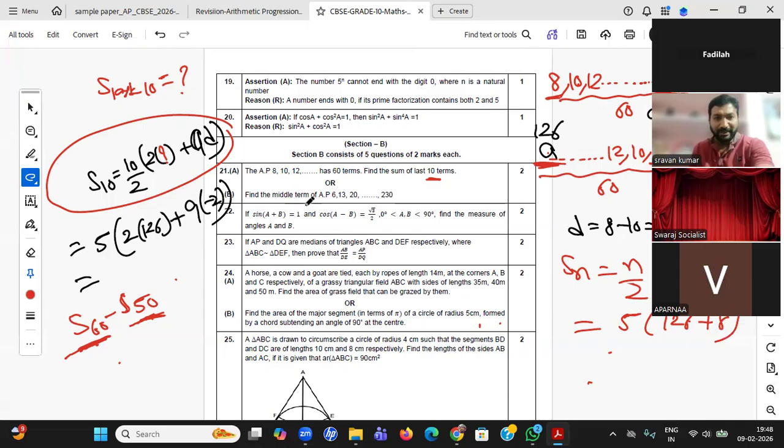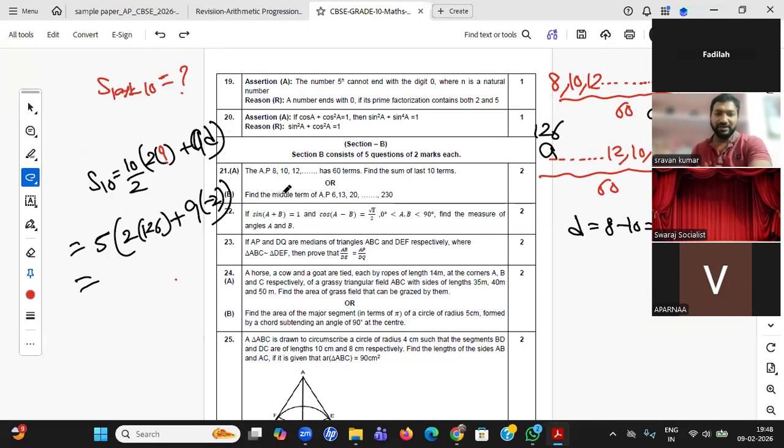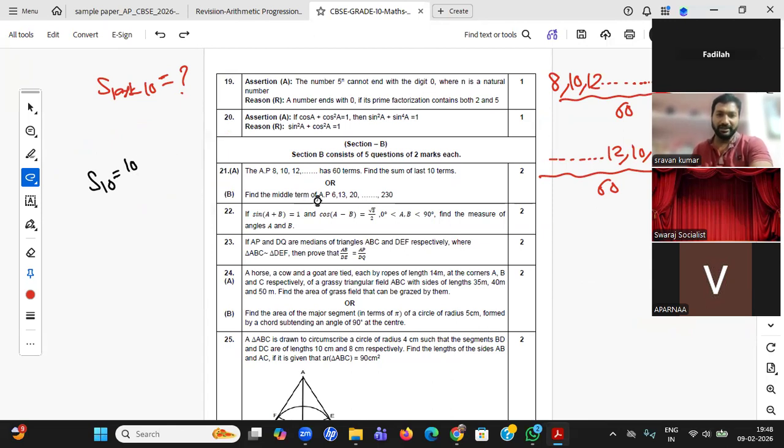Okay, find the middle term. Find the middle term. First term you know, nth term you know, the middle term is asked, students.